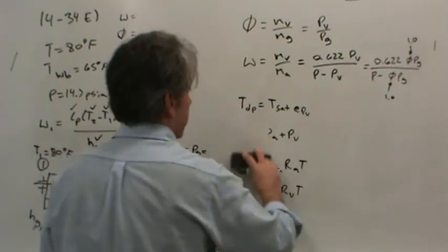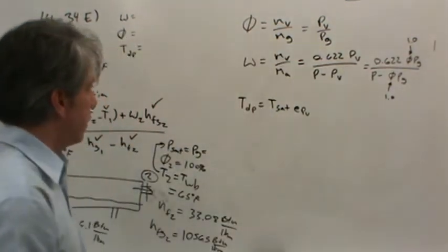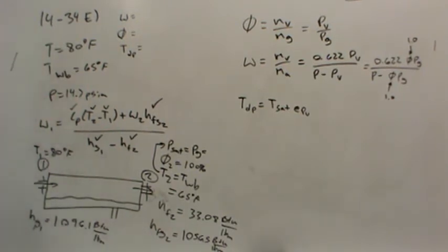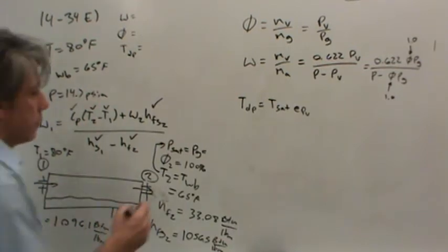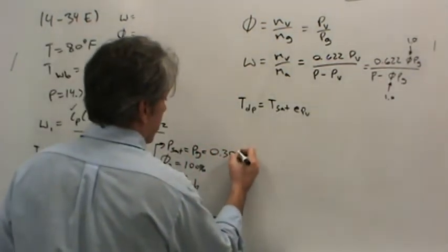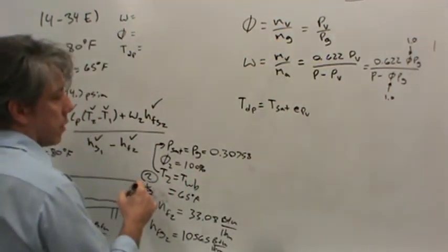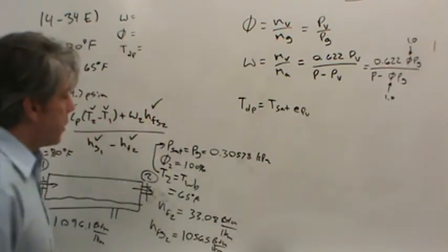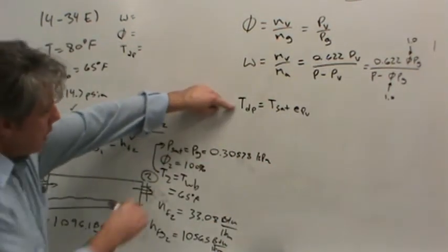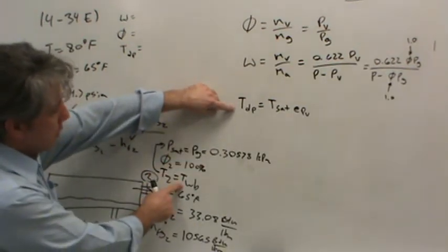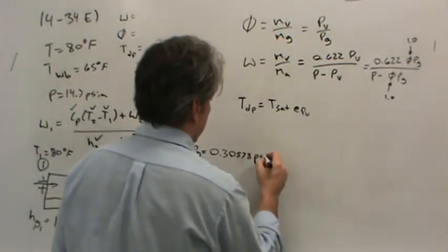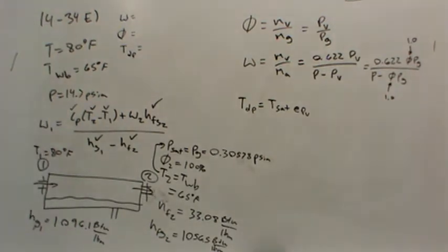That's 0.30578. Trying to switch all my numbers around today. And that's PSIA. Do you see what we've just done here is the opposite of this? If we know the dew point temperature. Oh, PSIA, thank you. Almost messed up.